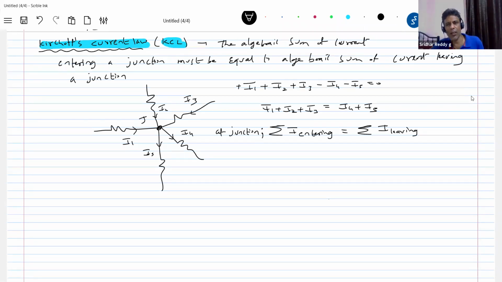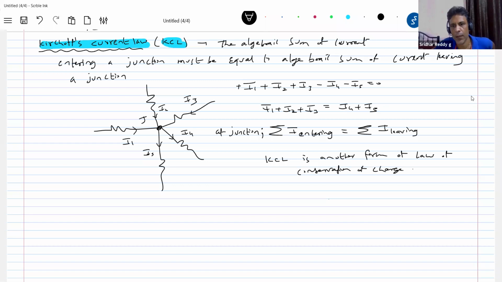It is nothing but the law of conservation of charge principle. Charge cannot be created nor destroyed. That particular statement is nothing but Kirchhoff's law. KCL is another form of the law of conservation of charge principle.